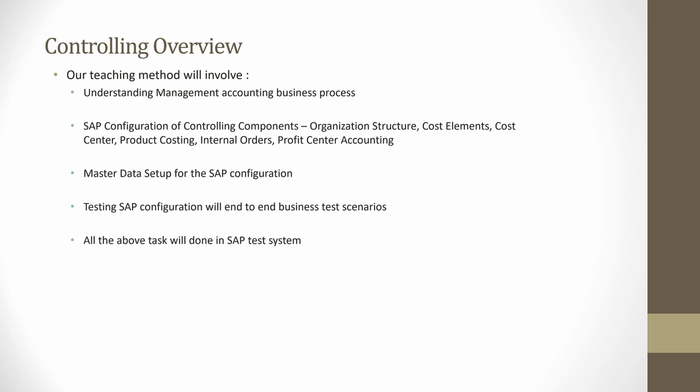So we will be going through the business process. We will be doing the configuration of controlling components like organization structure, cost element, cost center, product costing, internal orders, profit center accounting, master data setup for this SAP configuration, and testing of the SAP configuration using SAP end-to-end business scenarios.